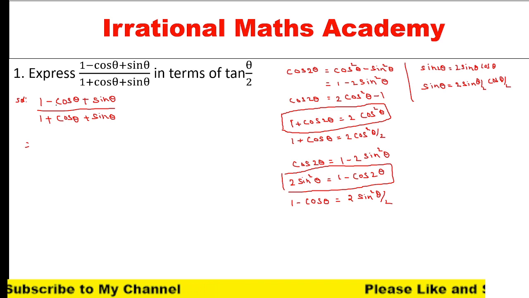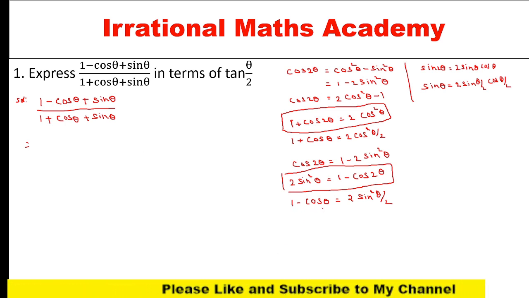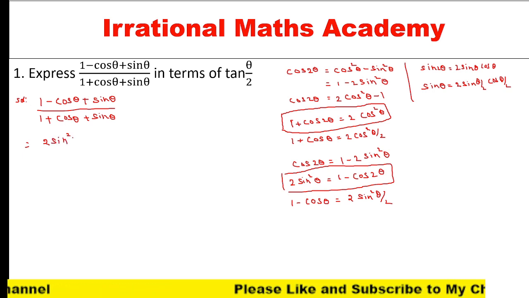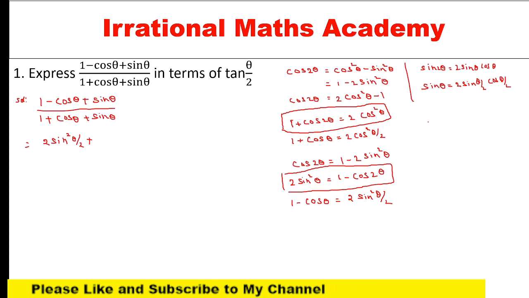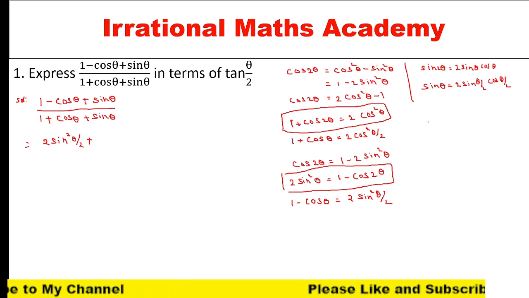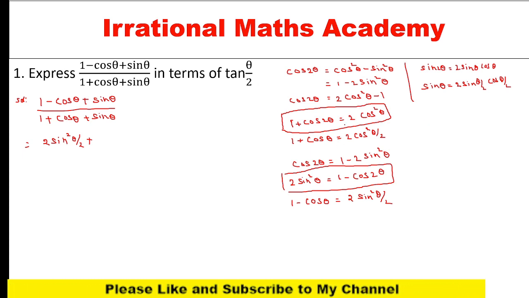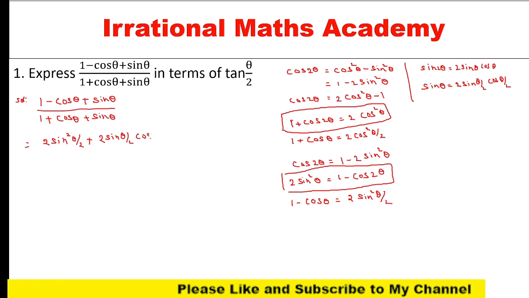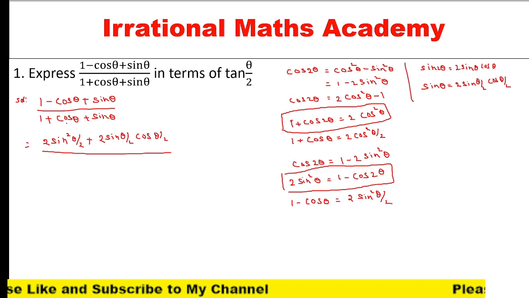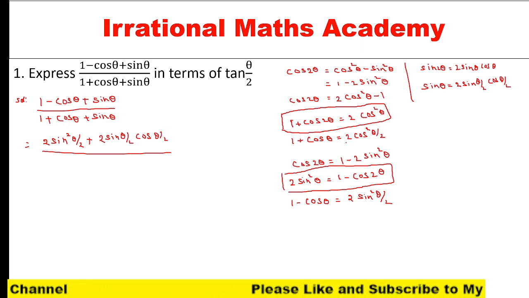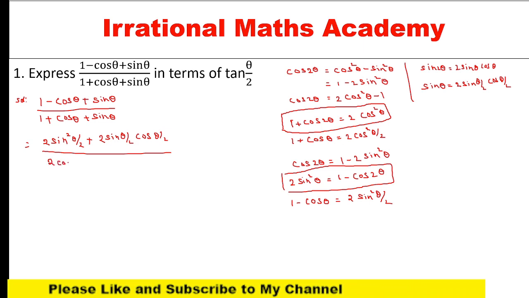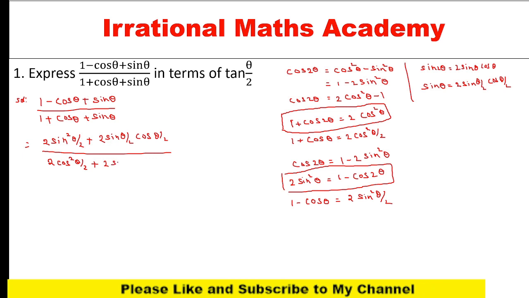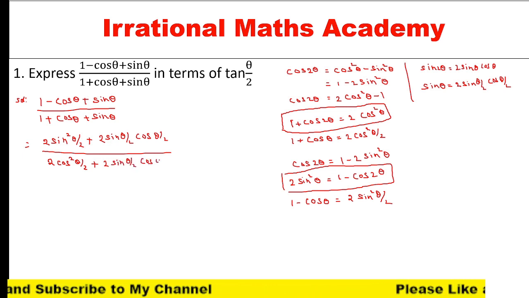Now, same thing here. 1 minus cos theta we can write as 2 sin squared theta by 2, plus sin theta, which is 2 sin theta by 2 cos theta by 2, upon 1 plus cos theta, which is 2 cos squared theta by 2, plus sin theta again, 2 sin theta by 2 cos theta by 2.